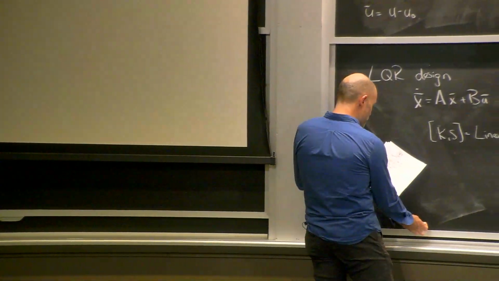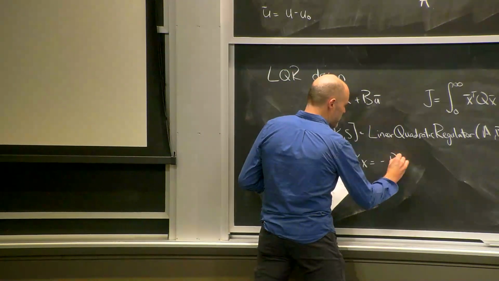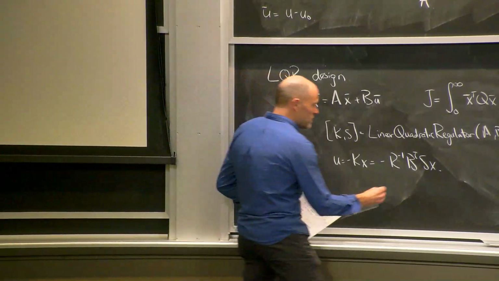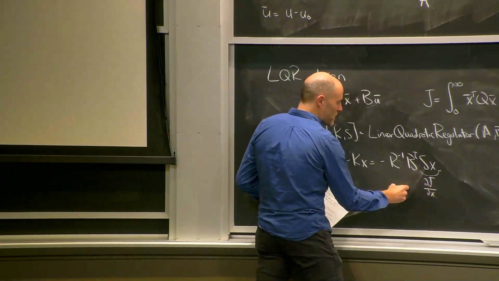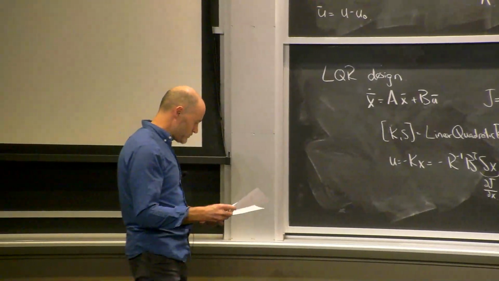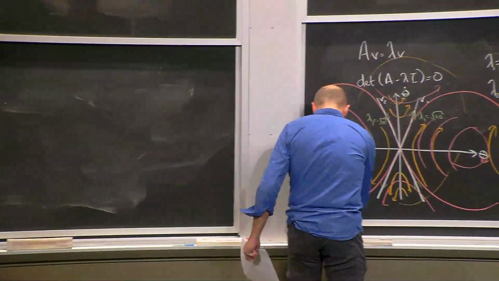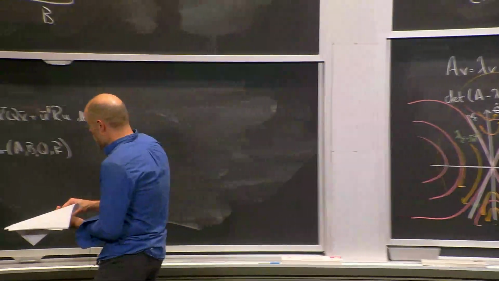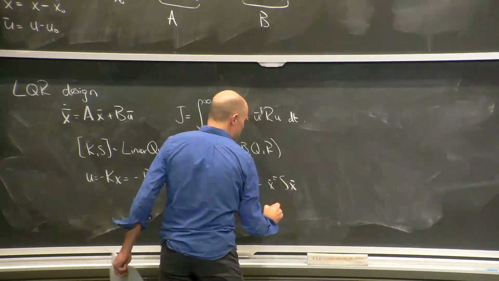And the thing it gives you back, remember, is u equals negative Kx, right? Which was this negative R inverse B transpose, partial J partial x. We were trying to talk through that thing. This was then transforming that into the actions you can actually take. And if you'll remember, what it gave us was J star was x bar transpose S x bar, okay?